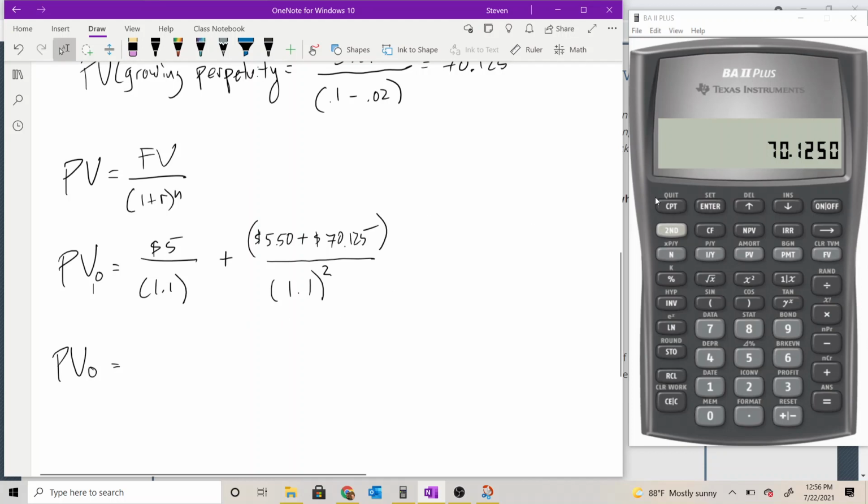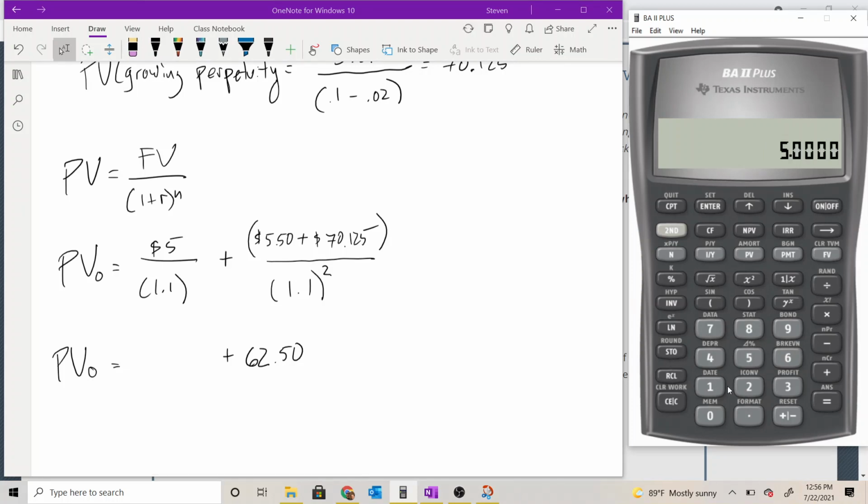All right, so I'll start with the second one since it's already in there. 70.125 plus 5.5 equals. I want to make sure it does that addition first. And I'm going to divide that by 1.1 squared, equals. All right, so the present value of dividends 2 plus 3 through infinity as of time period 0 is $62.50.